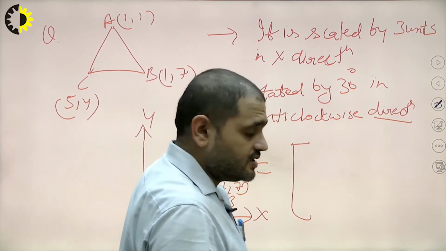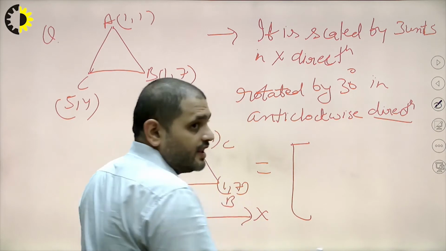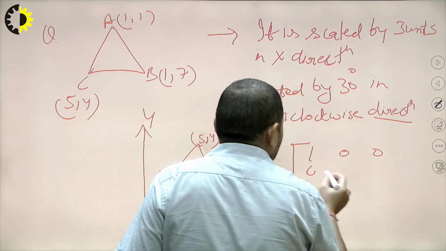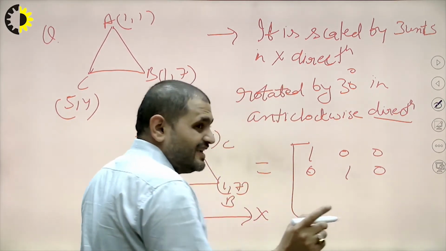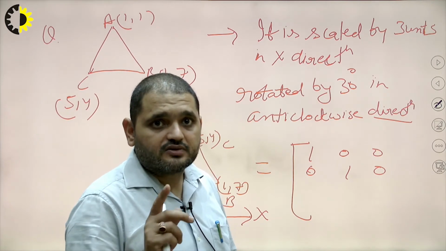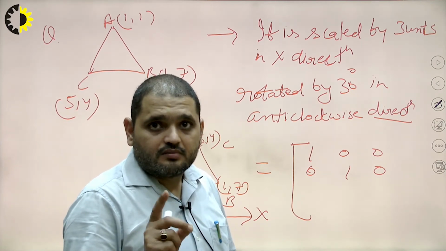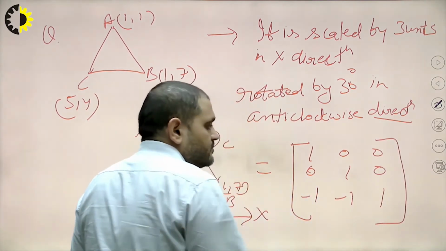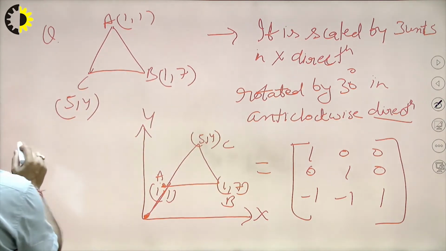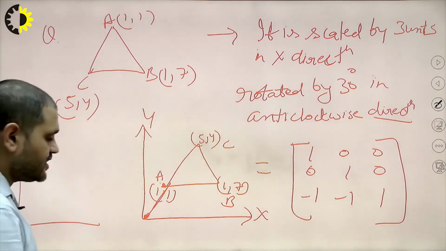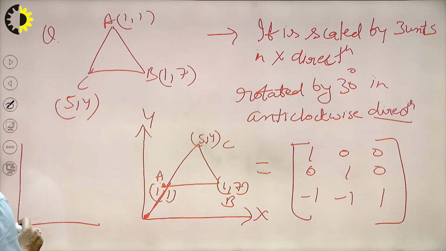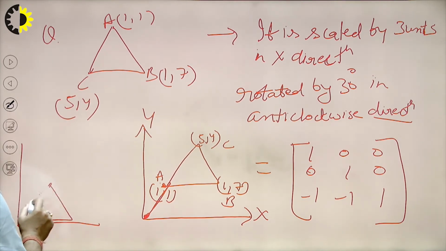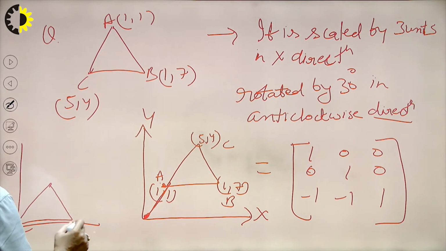For translation, just to align this point A with the origin, the matrix will be 1, 0, 0, 0, 1, 0, Tx and Ty, the translation in x and y direction. So the translation in x and y direction will be -1, -1. So in both x and y, that is -1, -1, 1. So this will be the translation matrix. And now after this translation matrix, the new position of this triangle will be this, that is A, B and C.